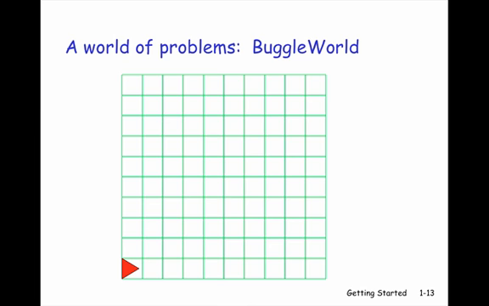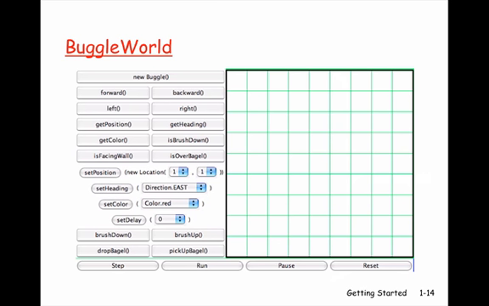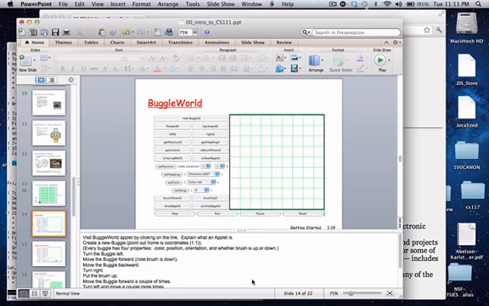BuggleWorld is a grid world. Here we have a green grid, and it's populated by these triangular creatures called buggles. This particular grid has one buggle, call her Becky the Buggle, and she lives in BuggleWorld. Now I'm going to show you what kinds of things buggles can do in BuggleWorld. To do this, we're going to run something that you can run on your own.